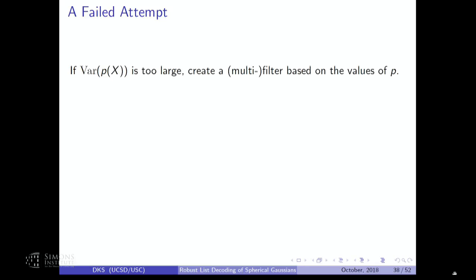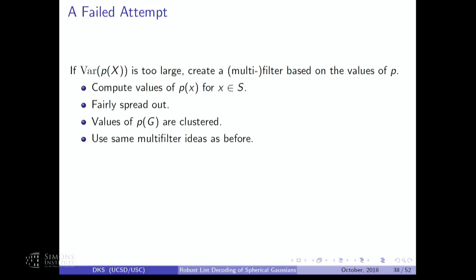And this sounds like it should work, but there's a really annoying technical difficulty, which is that the variance of p of g might actually be large. One thing that we used in the degree 1 case is that if you have a linear function, the variance of that linear function of your Gaussian doesn't depend on the mean of the Gaussian. However, with even degree 2 polynomials, that's no longer the case. As we don't know the mean of g, we don't know the mean of the variance. And dealing with that proves to be pretty difficult.